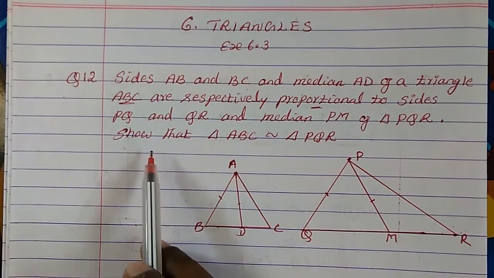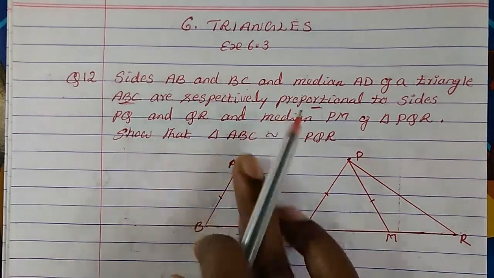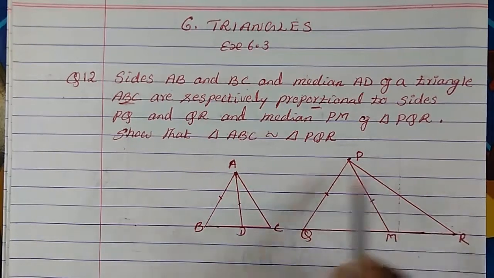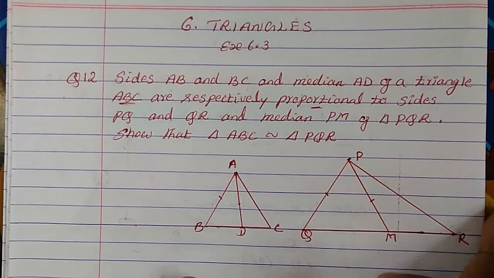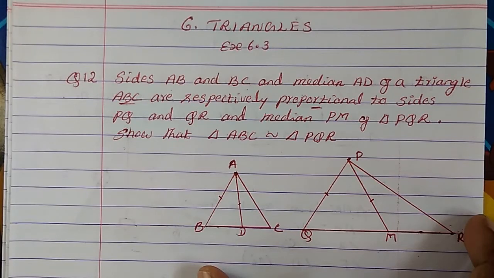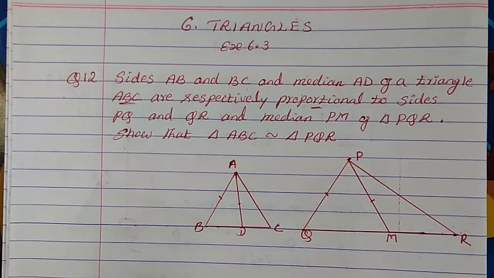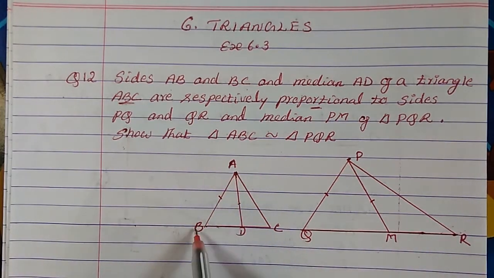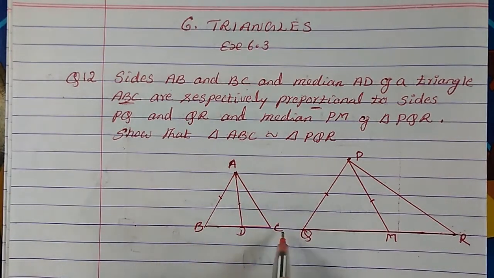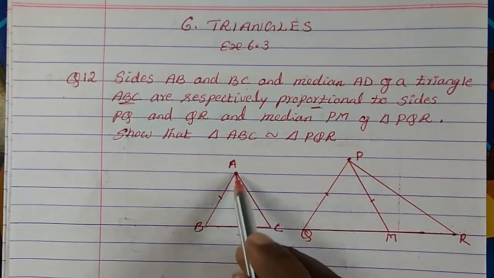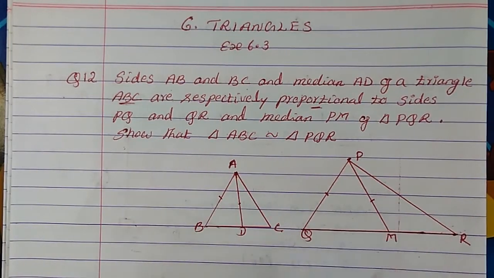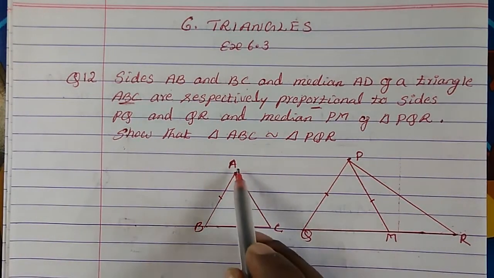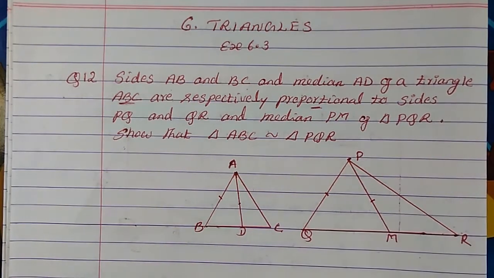Now what we have to show is that this triangle ABC is similar to triangle PQR. So we have to prove that both are similar. Similar means the criteria is all angles are equal and all sides should be proportional. So already given that AB upon PQ and then BC upon QR and median AD upon PM, they are proportional. It is not given to us that AC upon PR. So we have to find that and then prove both the triangles are similar.